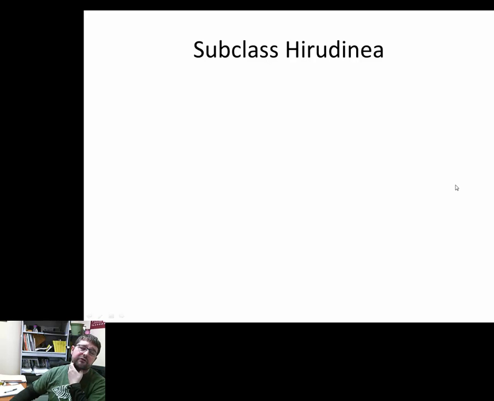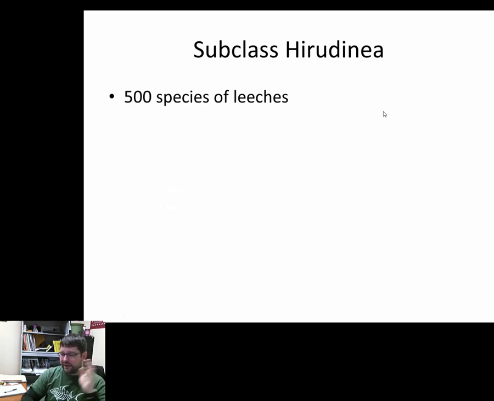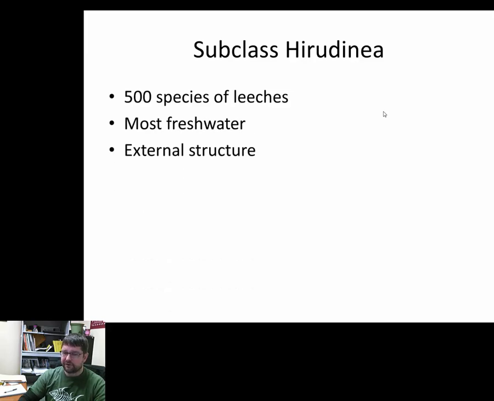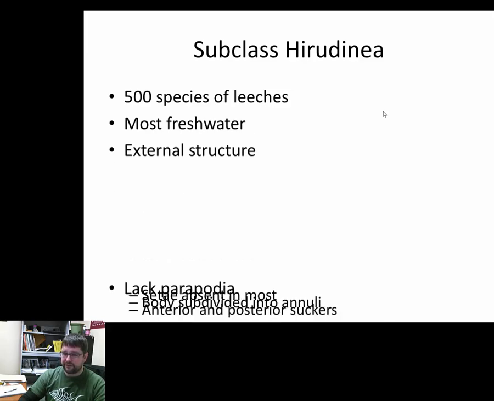All right, now there's another group in the clitellates, the class Clitellata, and that's the Hirudinea group. Now, it used to be that they're their own class also, and the Hirudinea are the leeches. Now, not very species rich. Only about 500 species of leeches described to date in the world. Most of them are freshwater, and they have some external structures that are unique to them.